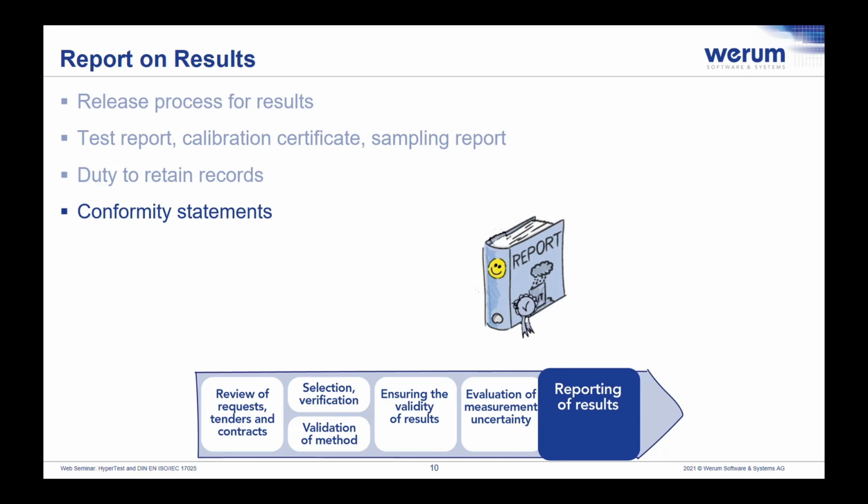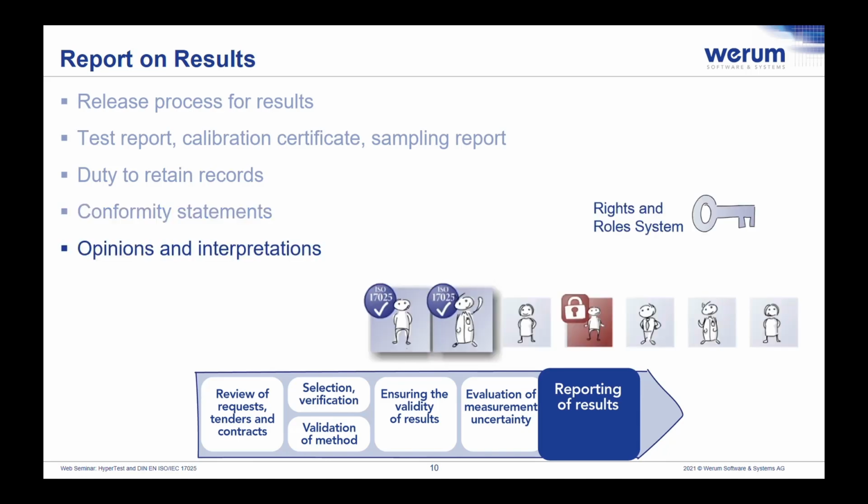If a statement of conformity is made in a document, additional documentation duties are the result, like a decision rule on the results the conformity statement applies to, for example, and which of the specifications and standards were met or not met. These pieces of information too can be managed in HyperTest in the correct context of the individual test order. The integrated roles and rights management system of HyperTest makes sure that only authorized staff can write opinions and interpretations in the result report.